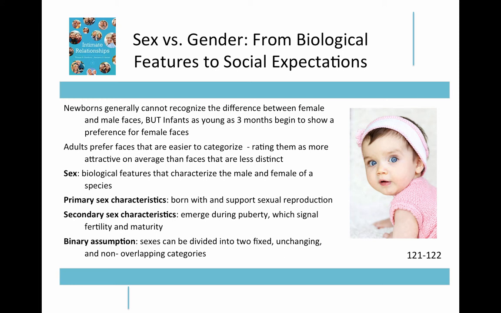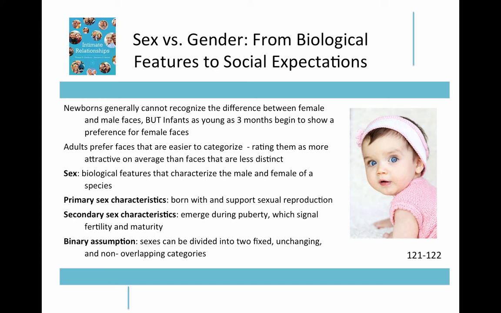Sex is the biological features that characterize the male and female of a species, and it's usually assigned at birth. Primary sex characteristics are ones that you're born with, like chromosomes and genitals, and they support sexual reproduction. Secondary sex characteristics emerge during puberty, and they signal fertility and maturity, so breast development in women, facial hair in men, and various other things, which I am not going to get into.